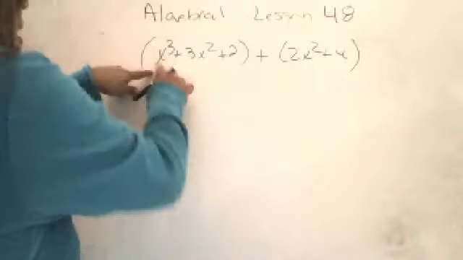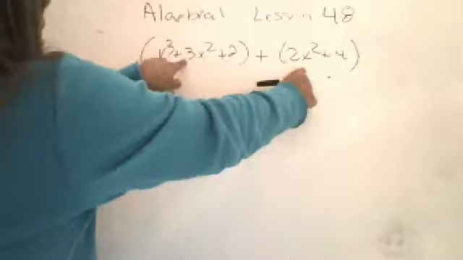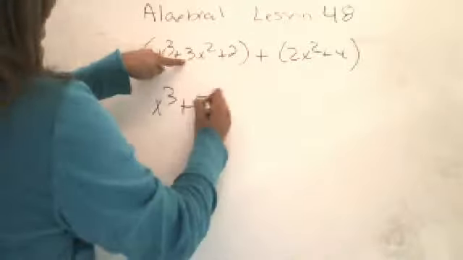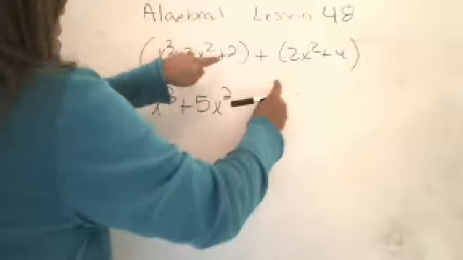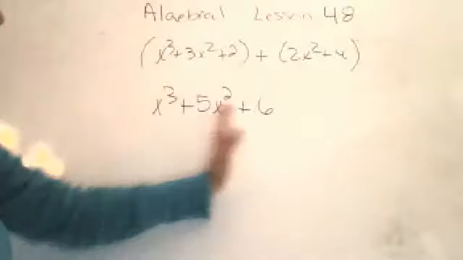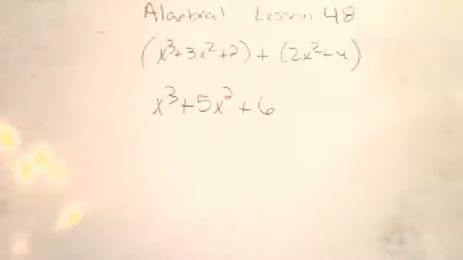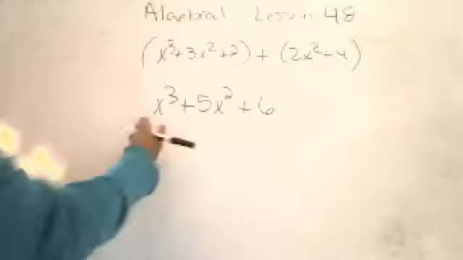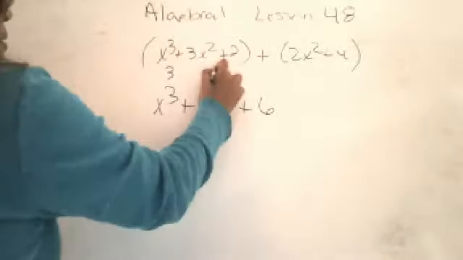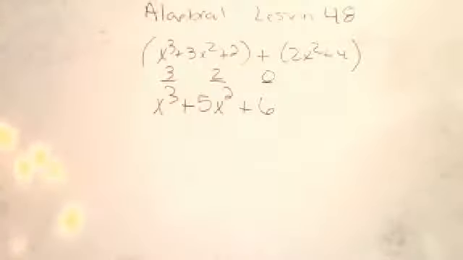I don't have anything to add to this here. So x cubed, these are like terms, so positive 3 and positive 5 is plus 5x squared. 2 plus 4 is 6. Are they in descending order? Yes, they are. x cubed, x squared, and no variable. Another way to do it is look at the degree. What degree is this? 3, 2, 0, and they're in descending order by the degree. Makes it much easier. Okay?